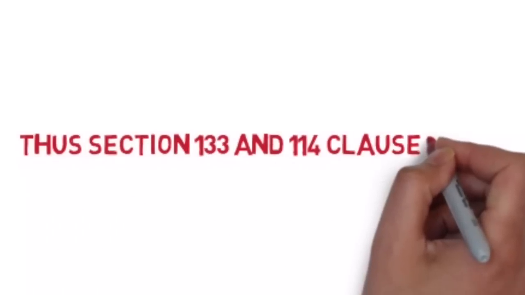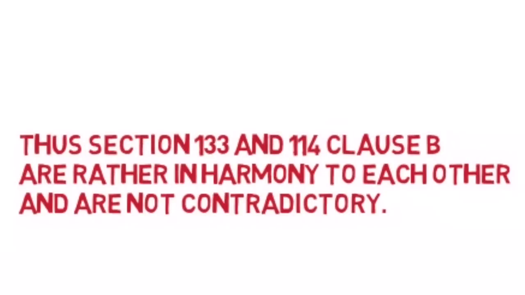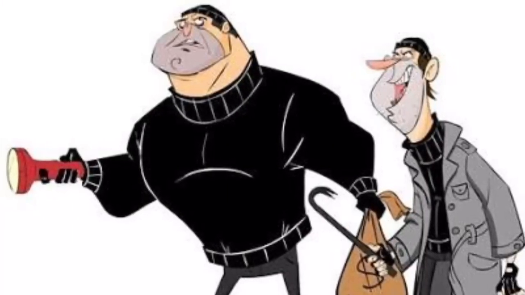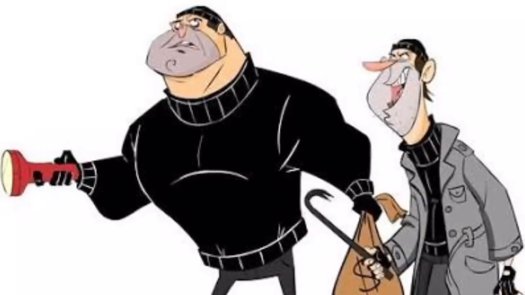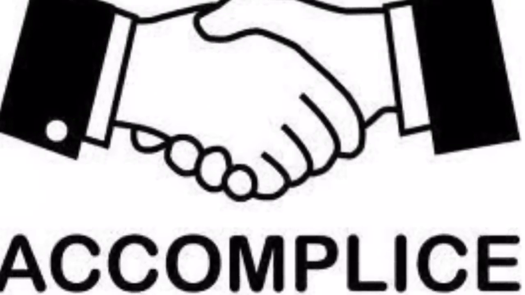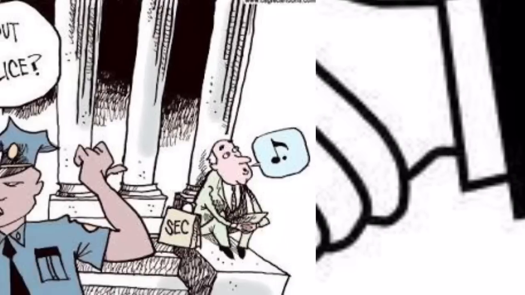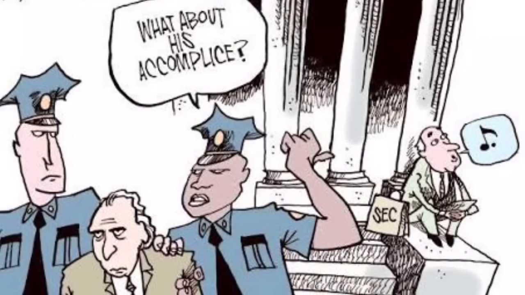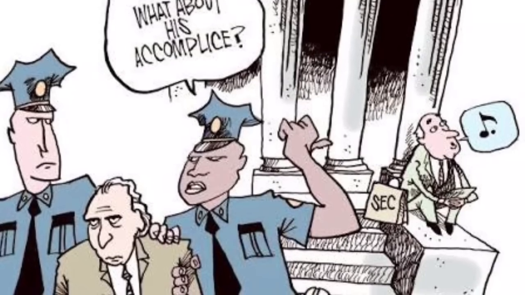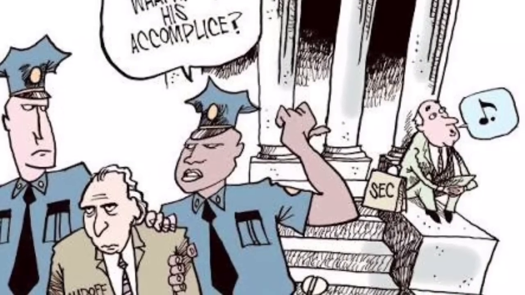But the main point being that Section 133 and Section 114 Clause B are in harmony with each other and are not contradictory, as most people believe. If the accomplice evidence is such that the court believes he is being true, go ahead, convict the accused, and it will be perfectly legal under Section 133. However, if the court feels that the accomplice is trying to swindle the justice mechanism, then the court may take a presumption against the accomplice and say that we need corroboration for this accomplice evidence as has been given under Section 114 Clause B. So I hope you understand that it depends upon the facts of each case, and these two sections are not at loggerheads with each other.